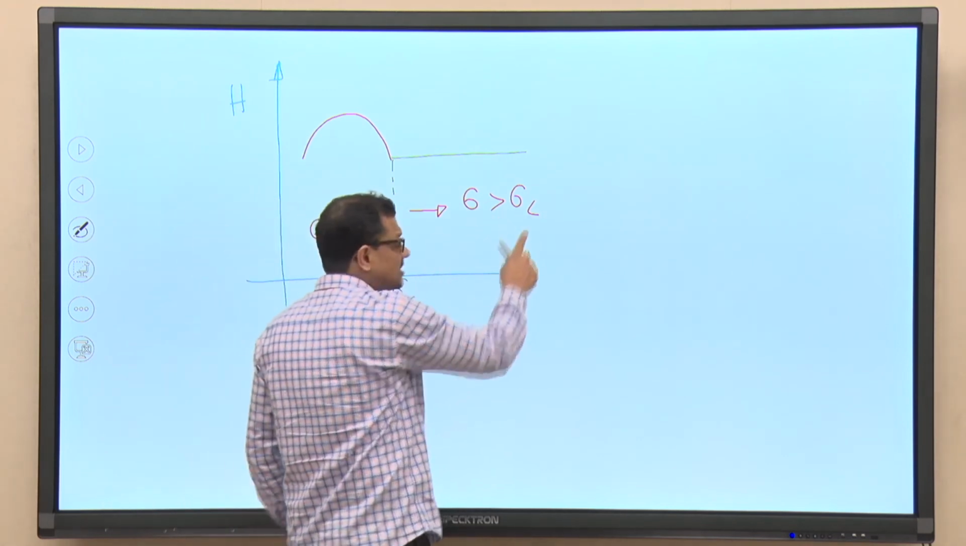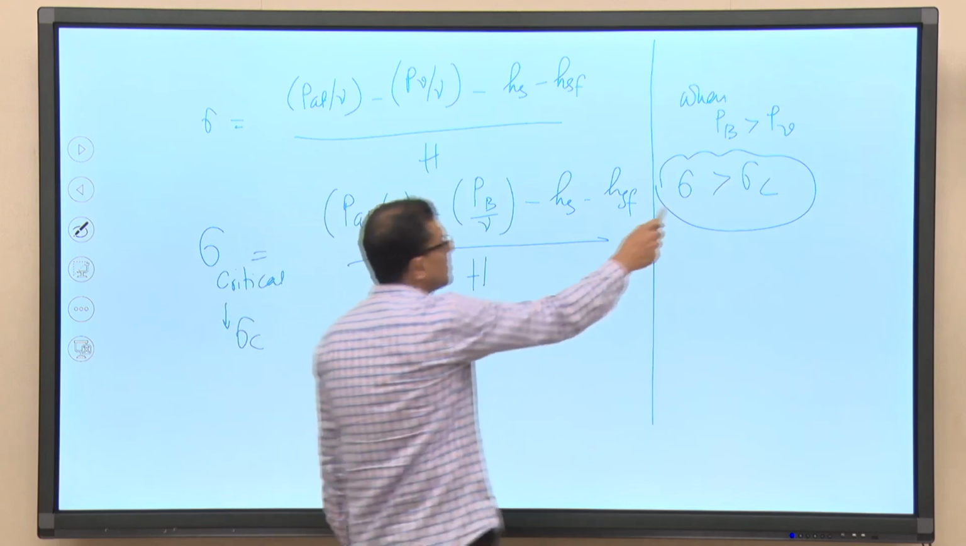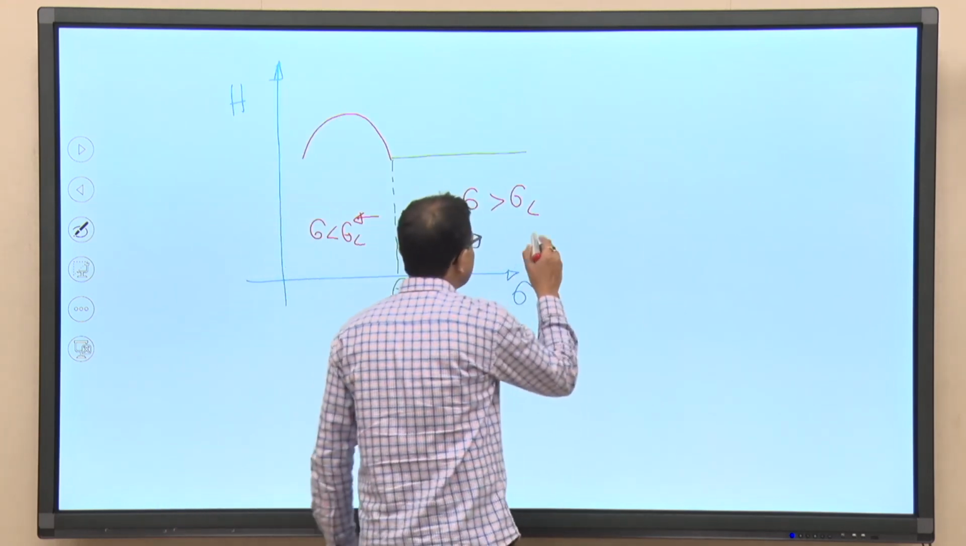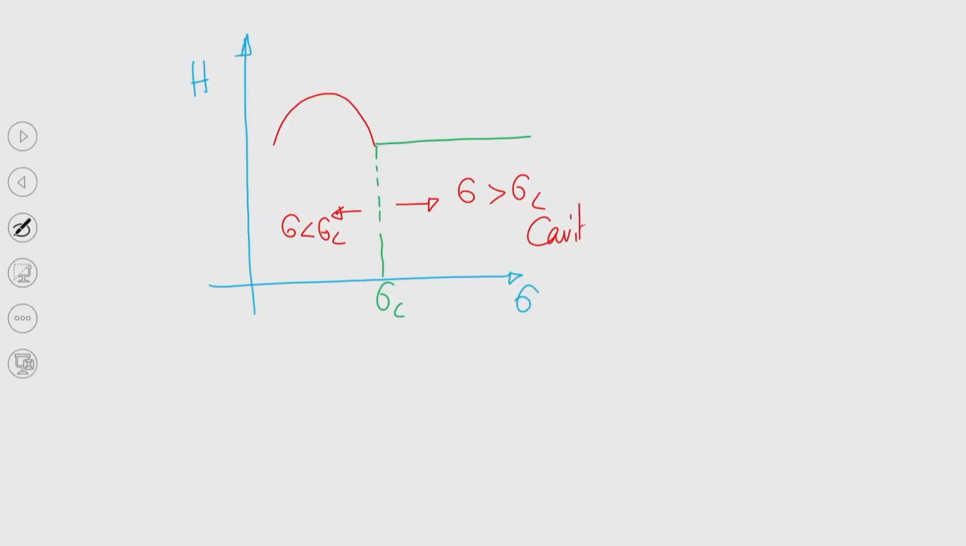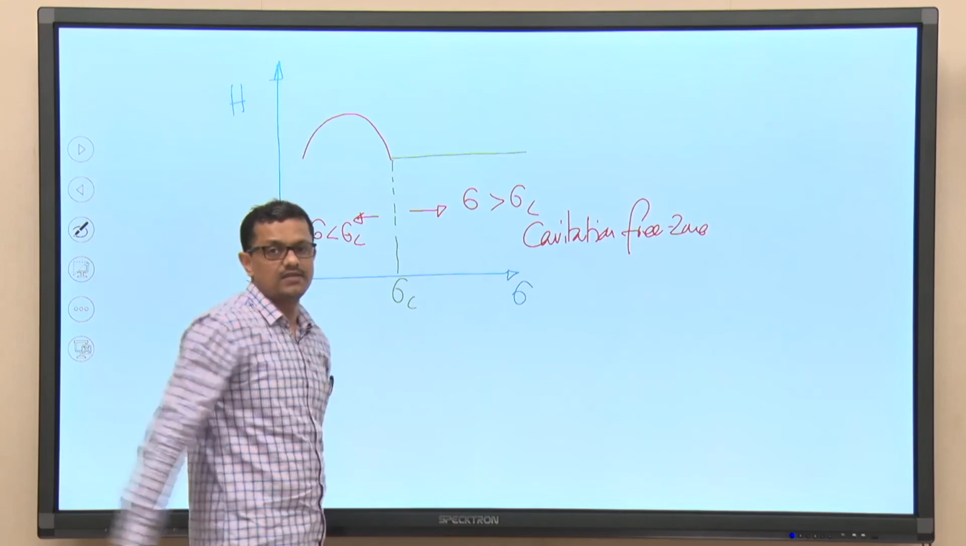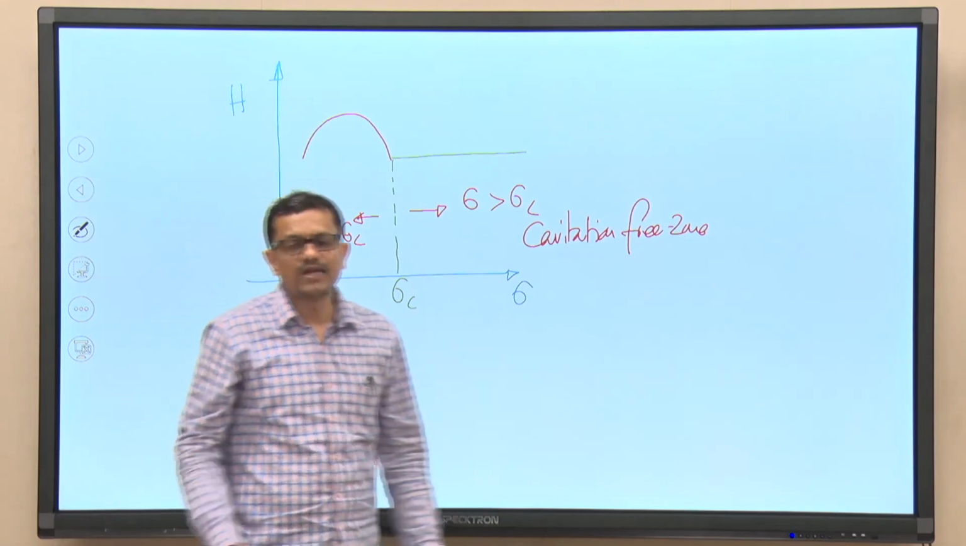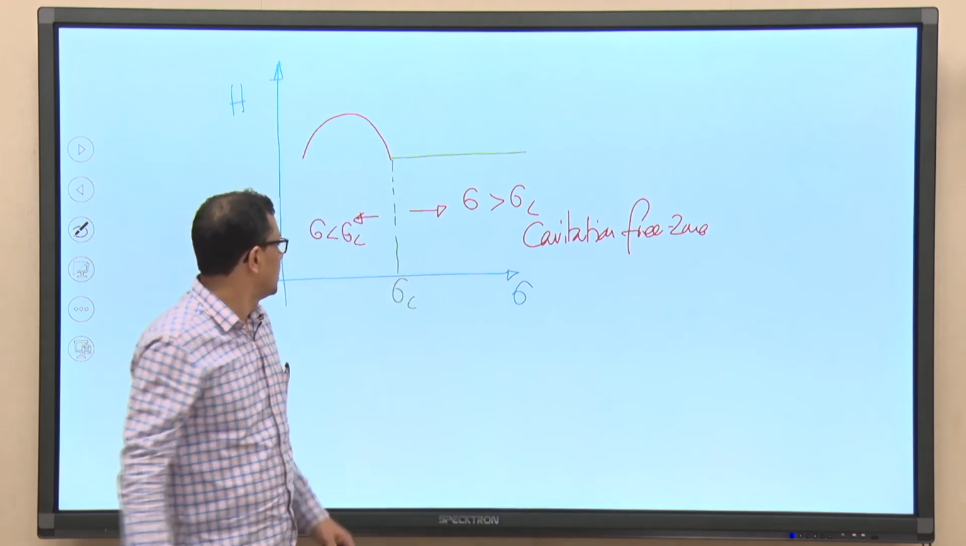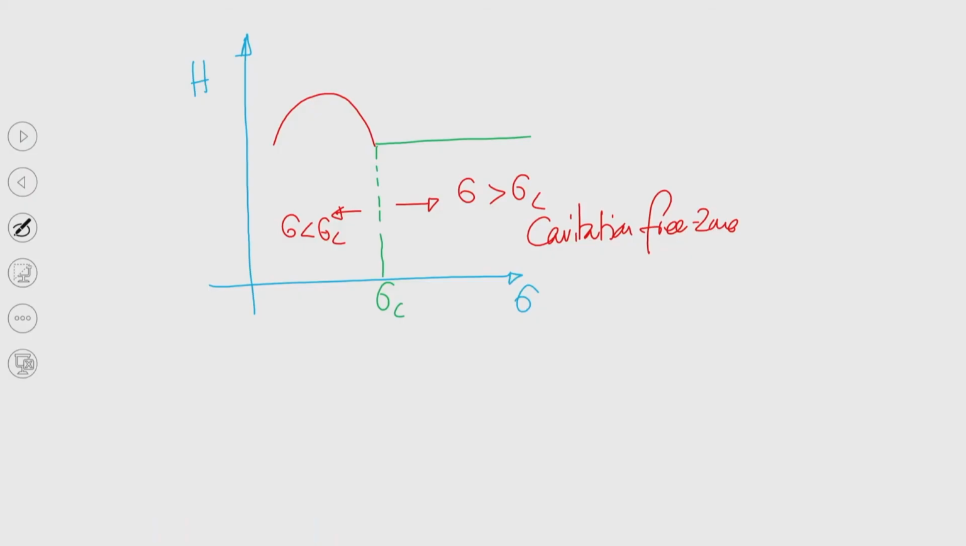If sigma is greater than sigma c, that is, P greater than Pv, then in this zone there is no cavitation. This is called the cavitation free zone. In this regime, we can safely operate the pump without expecting any such undesirable phenomenon. But the region in which sigma is less than sigma c is called the cavitating zone.